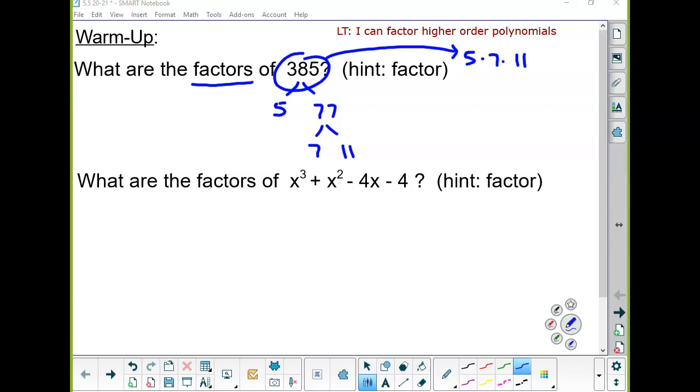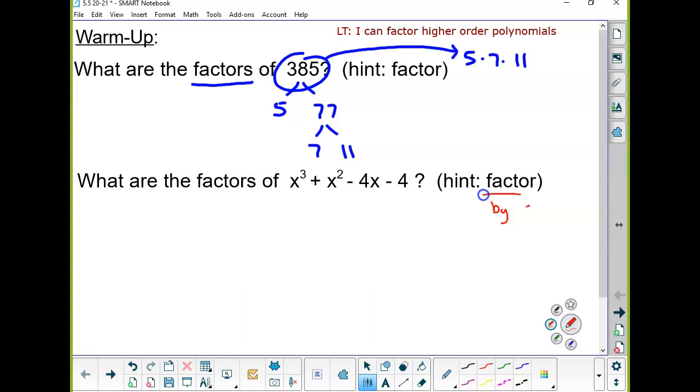Well, what happens if it's not just numbers and it's polynomials? How do we break that down? And one of the things we studied last week was different methods for factoring polynomials. So what are the factors? Really, we're just saying factor, but more specifically, what method would we use to factor this? Grouping. How do we know that it's grouping?